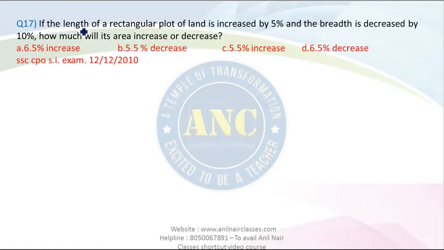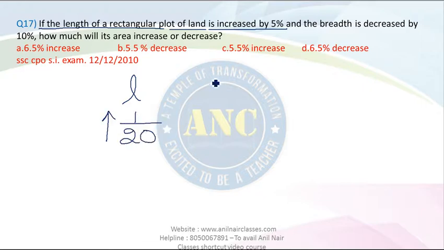Question number 17. If the length of a rectangular plot of land is increased by 5%, 5% is 5 by 100, that is 1 by 20. Breadth is decreased by 10%. 10% is nothing but 1 by 10. How much will its area increase or decrease?